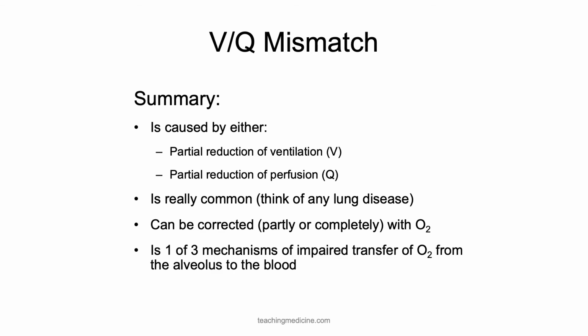A VQ mismatch is one of the three mechanisms of impaired transfer of oxygen from the alveolus to the blood that can result in hypoxia. We will now talk about the next mechanism, which is called shunt.